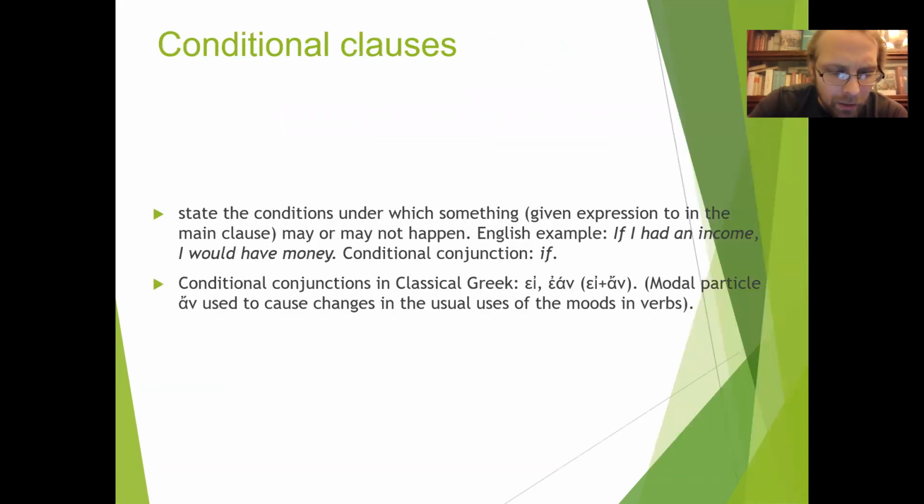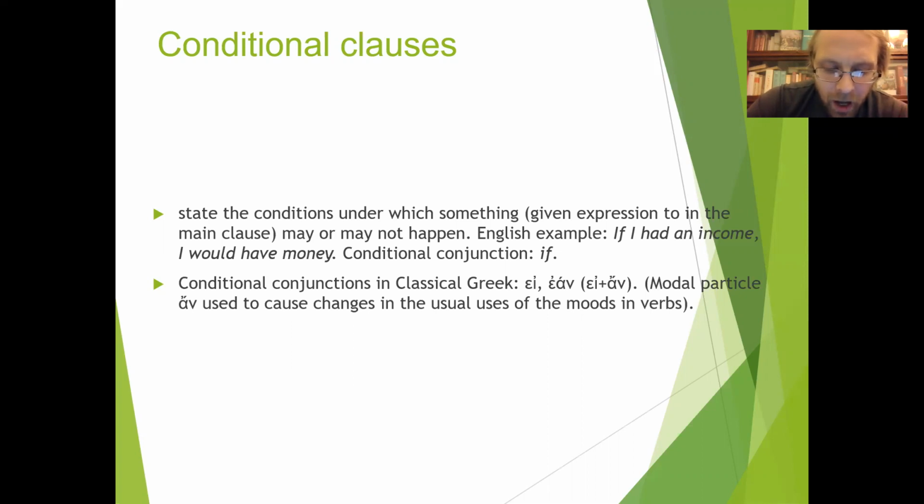And what we have on our agenda today is subordinate conditional clauses. Conditional clauses state the conditions under which something may or may not happen. In English, sentences of this kind usually begin with the conditional conjunction if. In Greek, the usual conditional conjunction is ei, and this word may sometimes merge with the word an, which is a so-called modal particle. And in this case, the conditional conjunction is given as ean. That is, if this kind of merger between ei and an occurs.